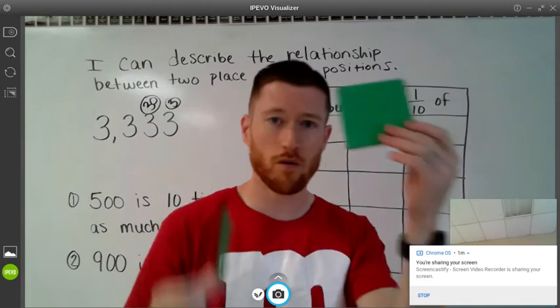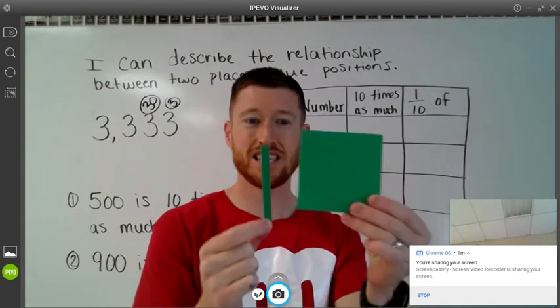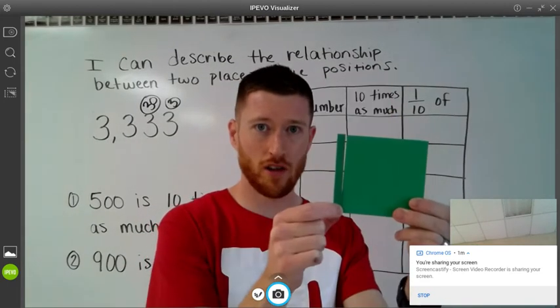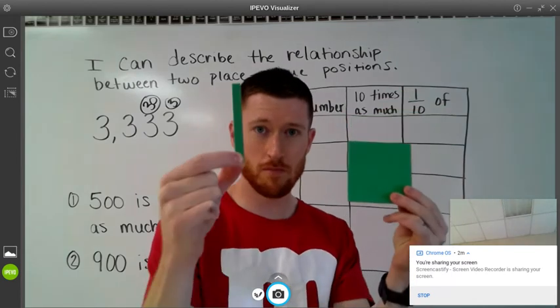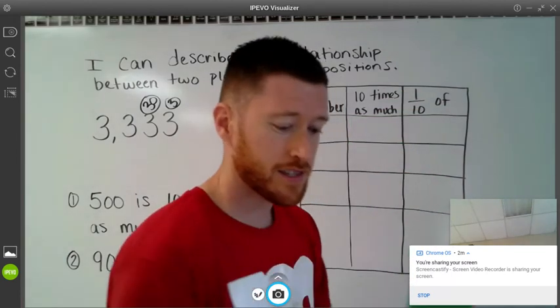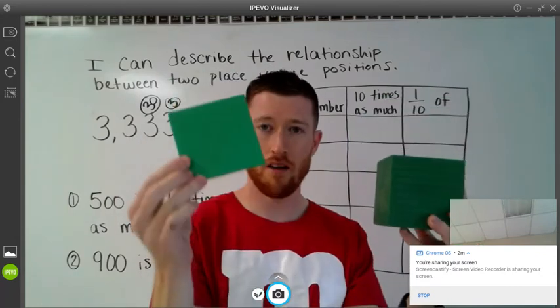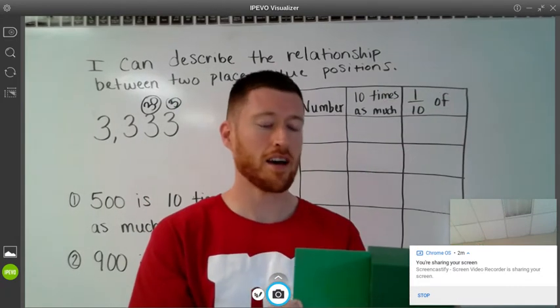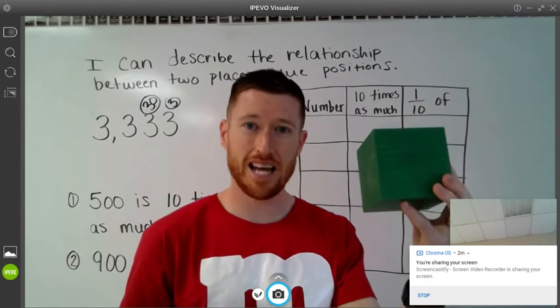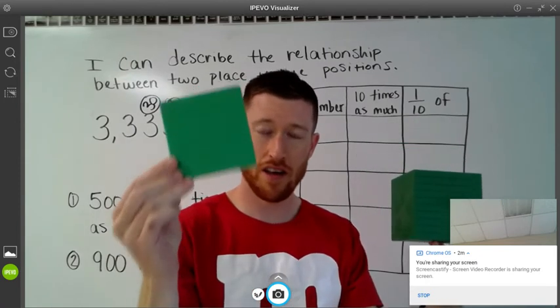The same thing works with a 100 splat. There's 10 of the 10 rods in a 100 splat, so this is worth 10 times as much as this. And the same thing works for a thousands block. There's 10 of the 100 splats inside of the thousands block, so this is 10 times as much as the 100 splat.